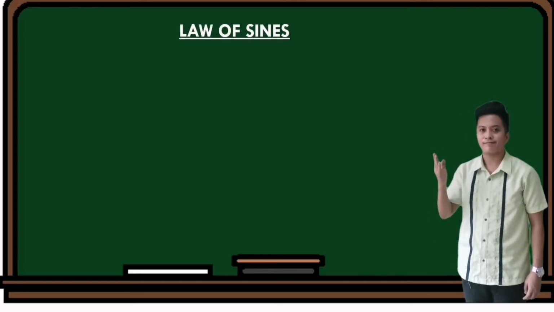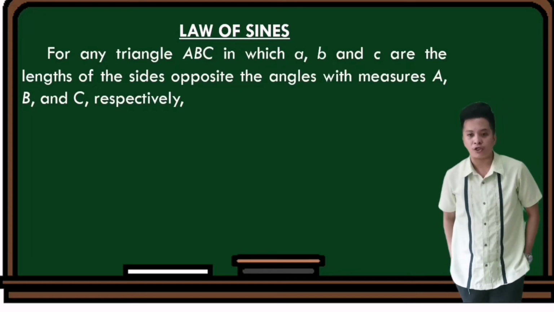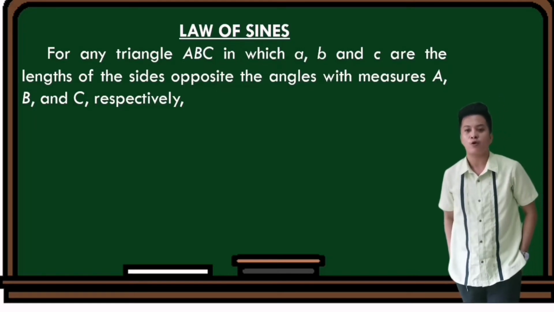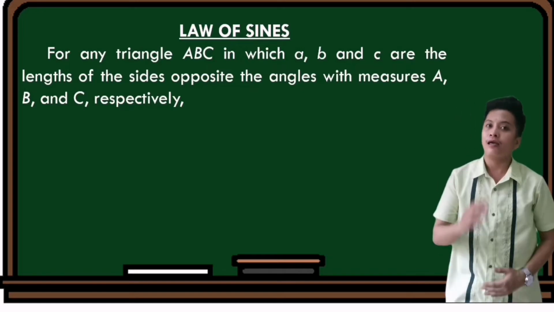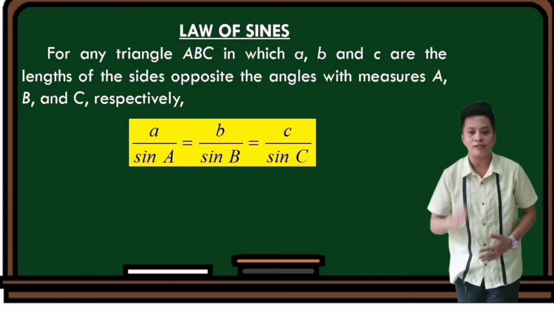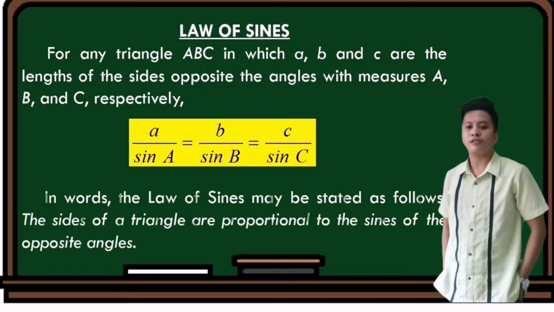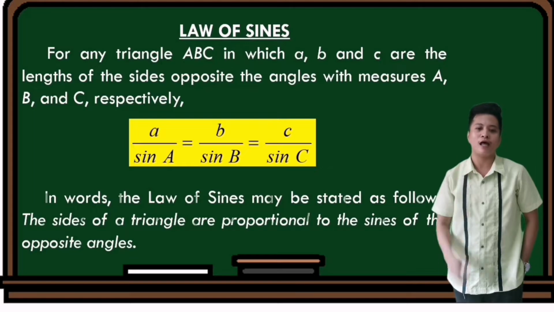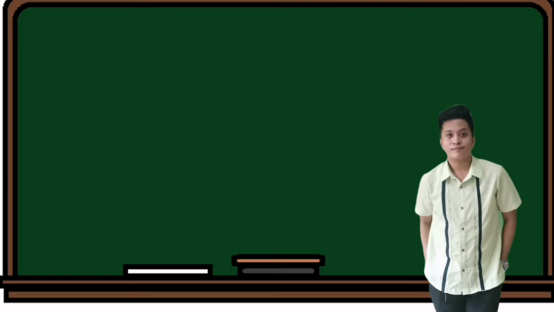Law of sines. For any triangle ABC in which a, b, and c are the lengths of the sides opposite the angles with measures A, B, and C respectively, a over sine A is equal to b over sine B is equal to c over sine C. In words, the law of sines may be stated as follows. The sides of a triangle are proportional to the sines of the opposite angles.